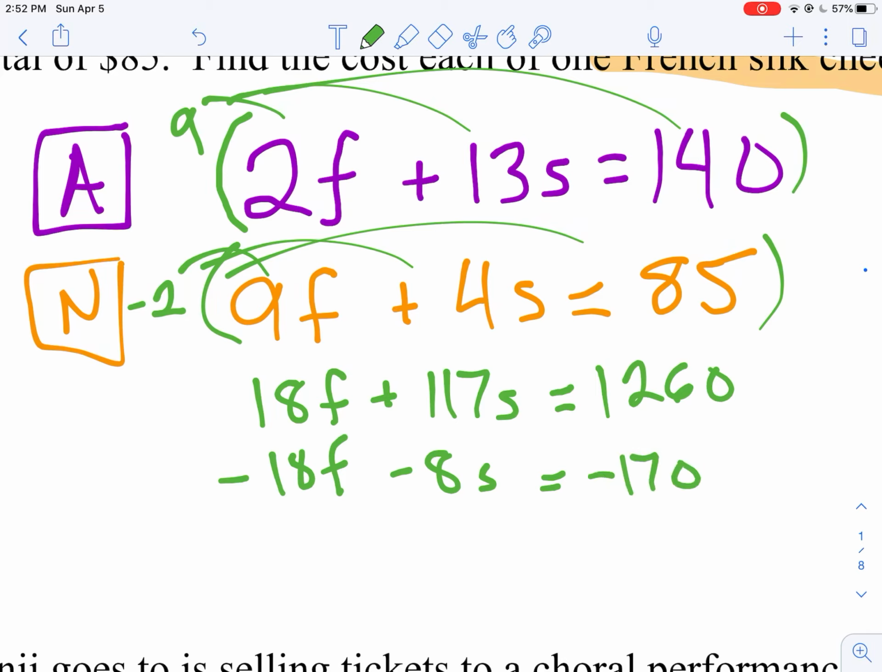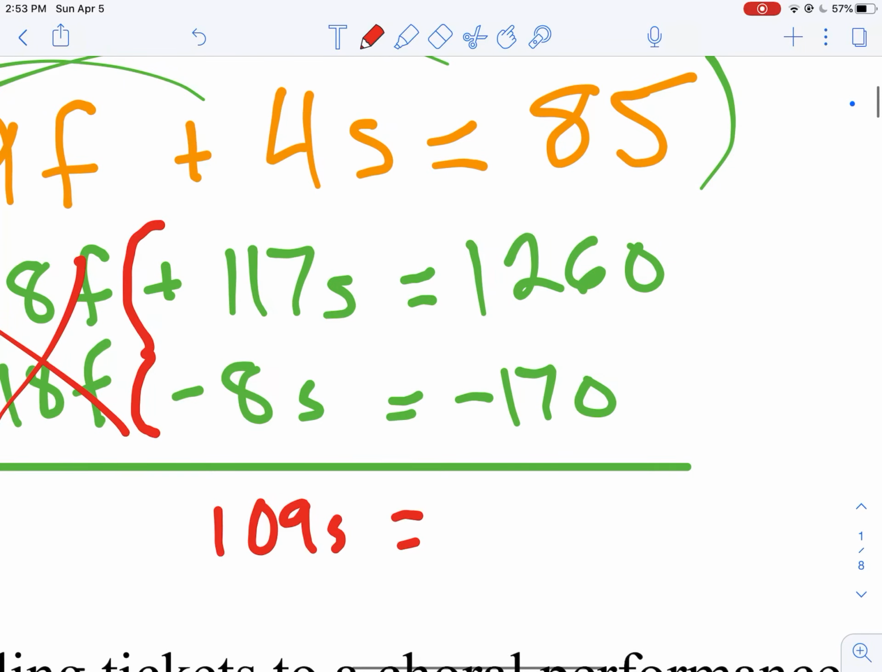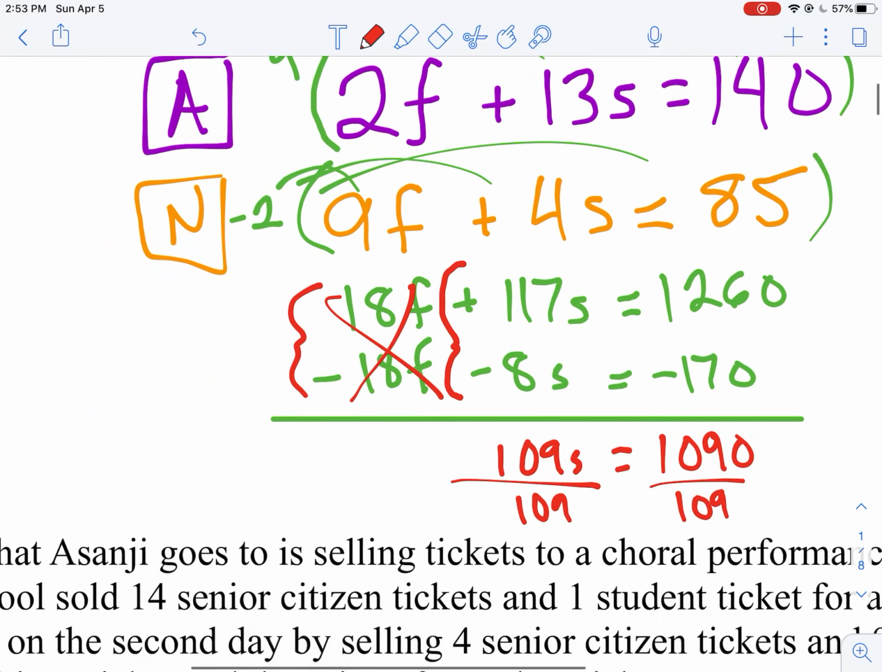All right, so now we're pretty much just doing an elimination problem. I'm not going to talk through too much of this. So to eliminate, 18 and negative 18 is 0. 117 minus 8 is 109 with the variable s equals, and we have 1260 minus 170, which is 1090. So 109s equals 1090. Solve for s. I'm going to divide both sides by 109. Okay, s equals 10.